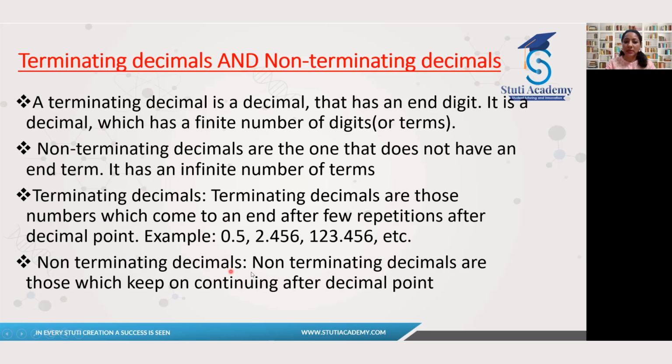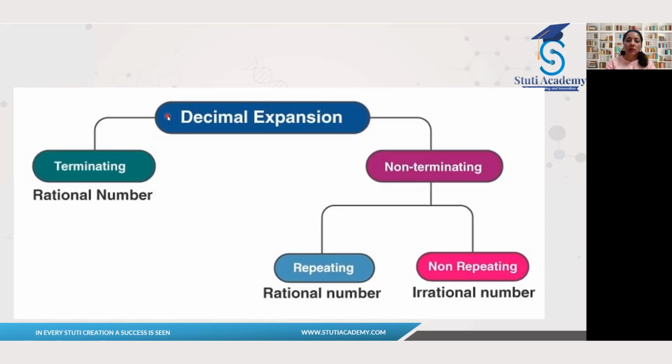And non-terminating decimals are those which keep on continuing after the decimal point. So the decimal expansion goes on. It doesn't stop. So they are non-terminating decimals. Now students, we have done this in grade 9 also. We have 2 types of decimal expansions. Terminating decimal expansions. The decimal expansions which are terminating, those are rational numbers. That means they can be written in p by q form.